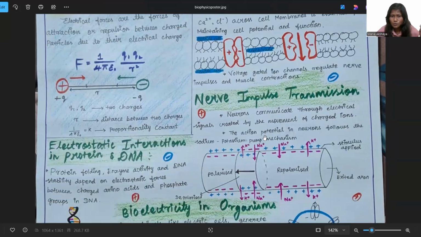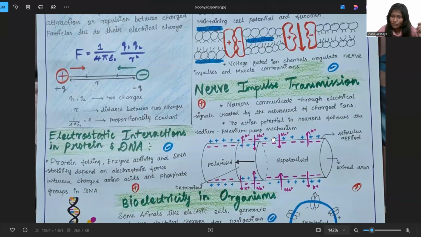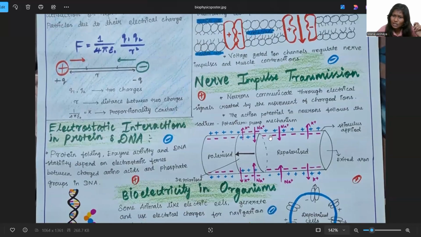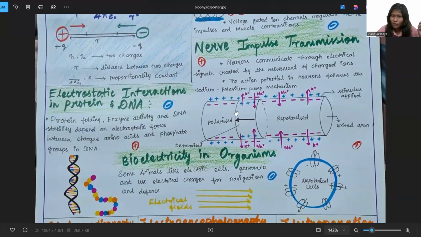And nerve impulse transmission. Neurons communicate through electrical signals, which we already know are created by the movement of charged ions. The action potential in neurons follows the sodium pump mechanism. And this is the representation of that. And we can see in our proteins and DNA, the protein folding, enzyme activity, and DNA stabilization depend on the electrostatic forces between the charged amino acids as well as the phosphate groups in the DNA.